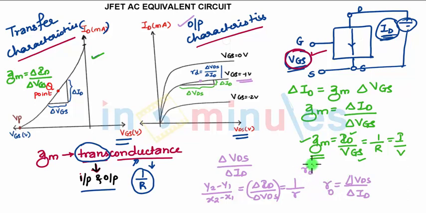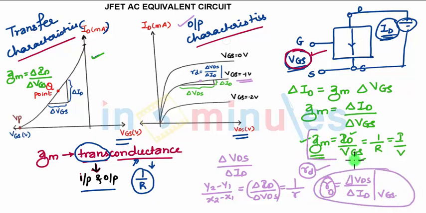Or in some books you can find it written as RD. In Boylestad they are writing it as RD, and in Neamen they are writing it as RO. And this is found at a constant value of VGS. So we write the formula for RD in this format. So we have got two quantities, GM and RO or RD, for the AC equivalent circuit. Now this relation for GM can be found mathematically also using Shockley's equation.